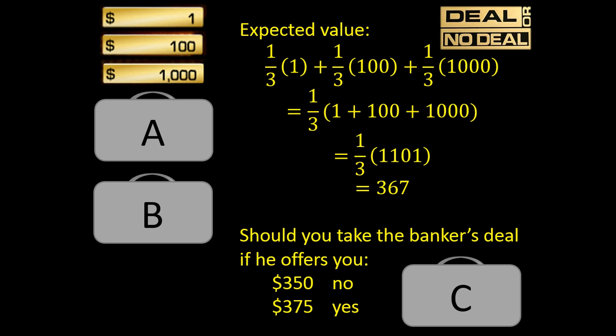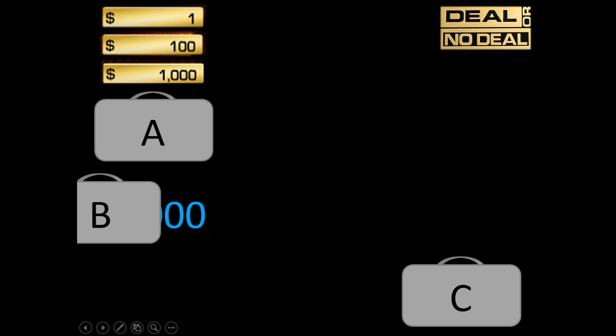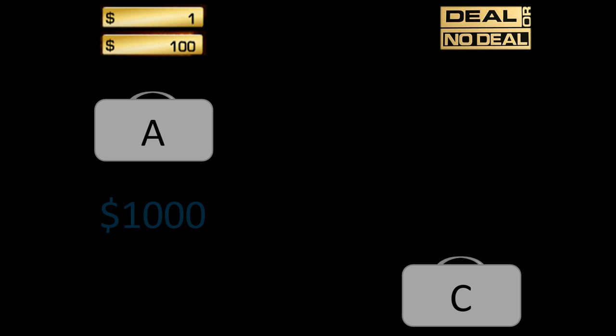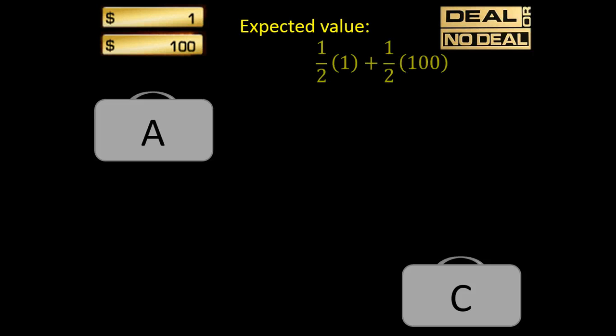But let's say we don't leave the game. We have to pick another case to eliminate. So we either have to pick case A or case B to eliminate. And let's suppose we say we're going to eliminate case B. Oh no, that was the $1,000 case. So that means we either have the dollar case or the $100 case. So what's the expected value of the game now?